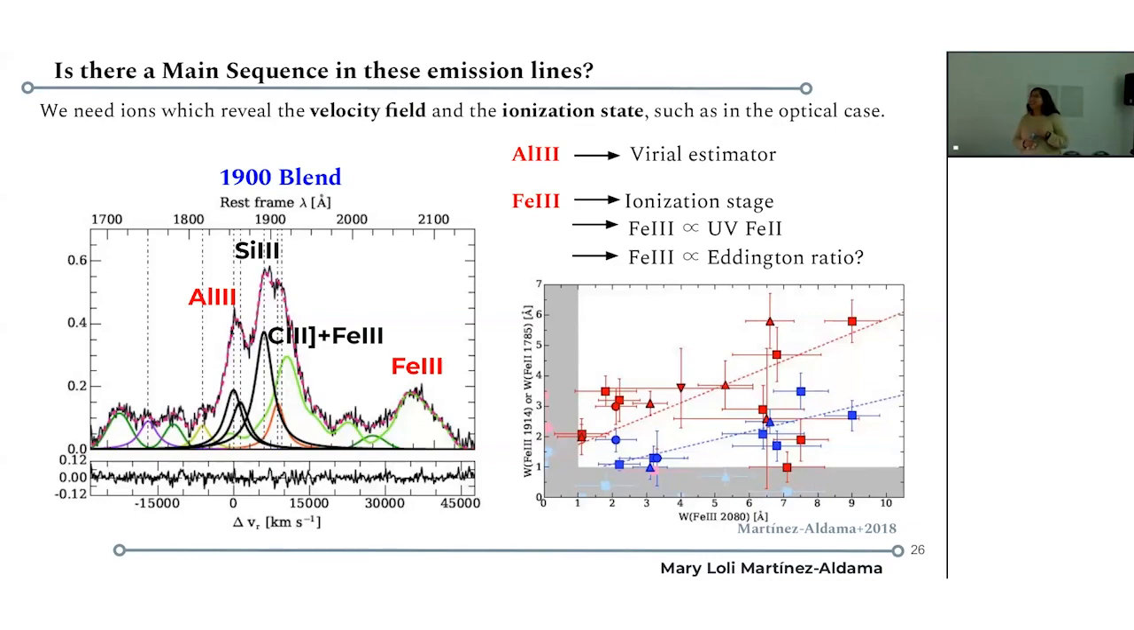Excuse me, you know, not all of these people are astronomers. Yes, yes. And we need ions which reveal the velocity field. Mm-hmm. So what is the source of radiation? Not ions, right? You need ions only to detect?